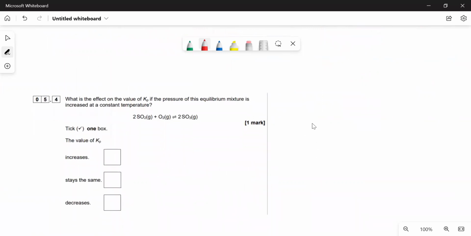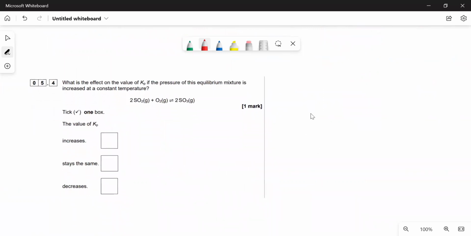Okay, what is the effect on the value of Kp if the pressure of the equilibrium mixture is increased? Now, this is a trick question. First of all, the only thing that changes the value of Kp is changing the temperature. We haven't changed the temperature, so there is no effect. So it stays the same.